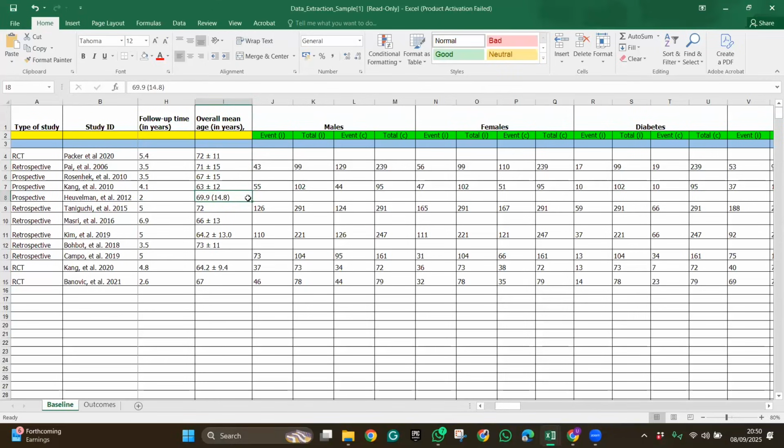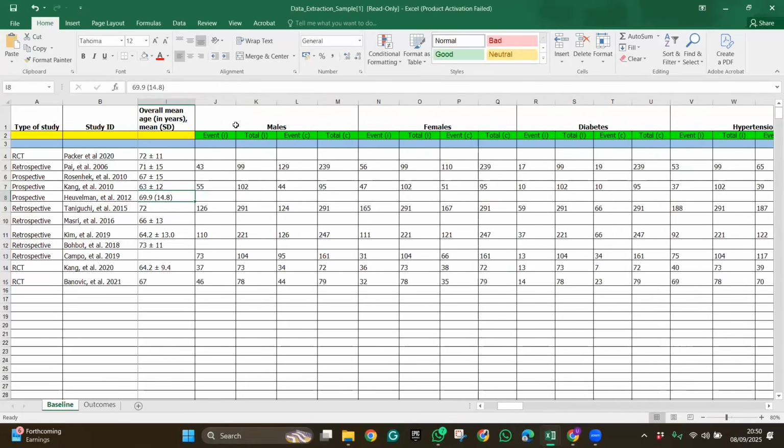But the person who's doing the analysis, right? He does not know this. He will assume you have extracted the data in a wrong way, right? So what you have to do is that you have to mention here that the data you are extracting is in the form of mean and standard deviation, right? So the person who's doing analysis later on knows that this data was in the form of mean and standard deviation, right? Okay.